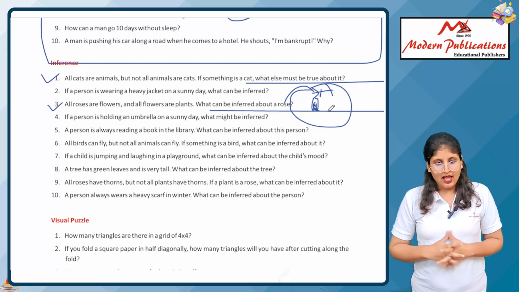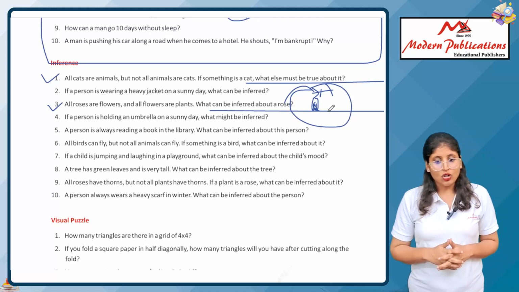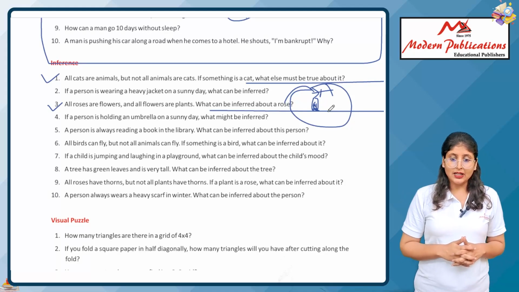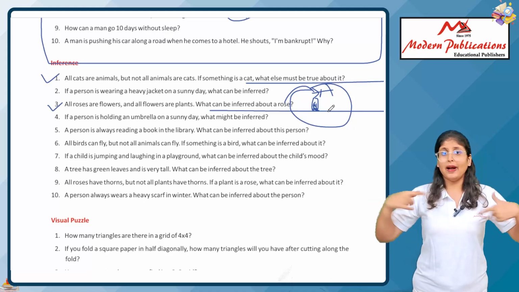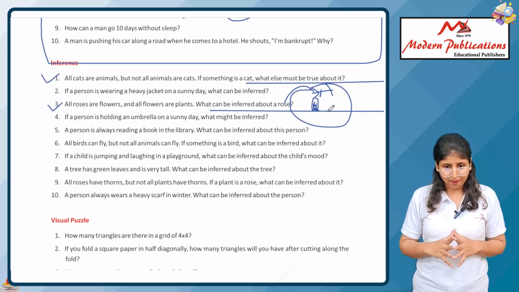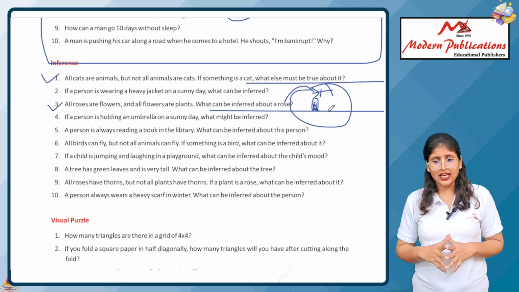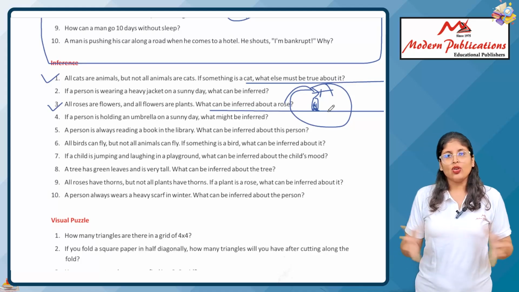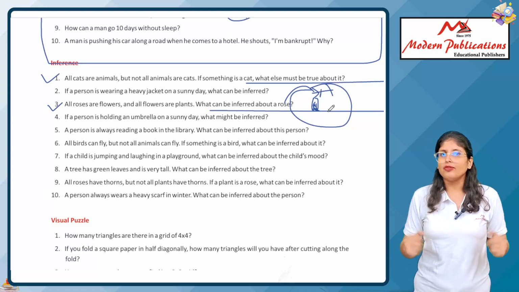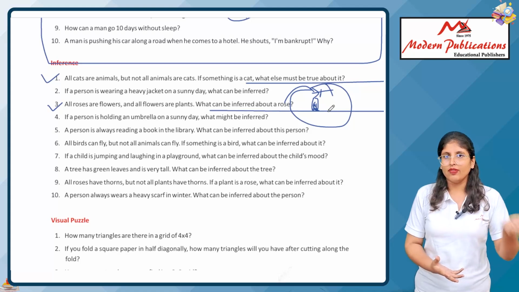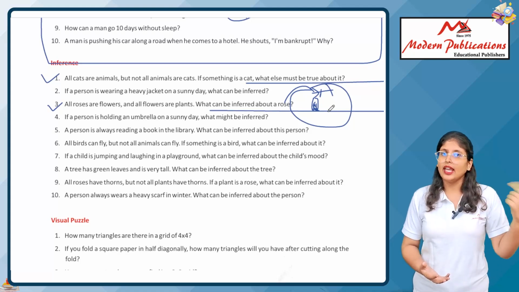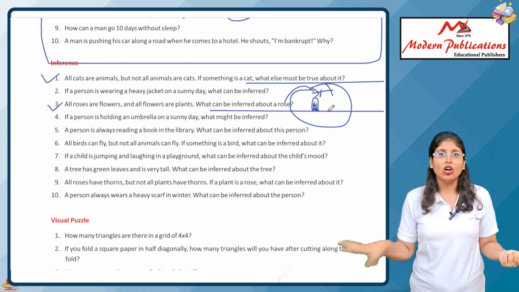All birds can fly, but not all animals can fly. If something is a bird, you can infer that it is able to fly. If that thing is a bird, it can fly. If that thing is just an animal, it cannot necessarily fly.